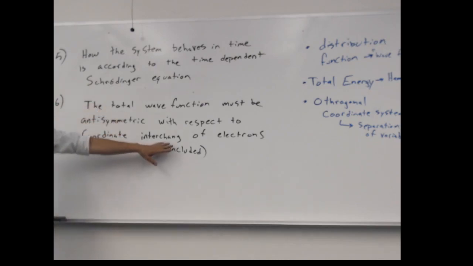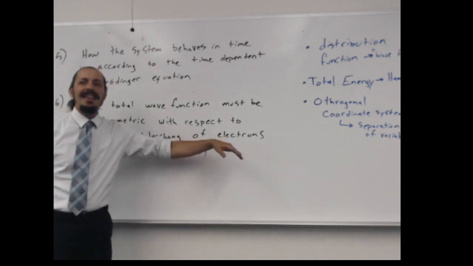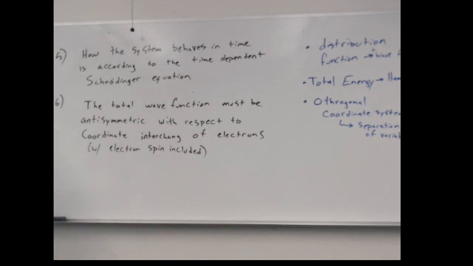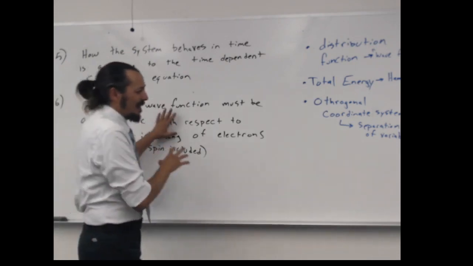Where this is going to be important to us is when we have systems that have multiple electrons in them. If I've got electron 1 and electron 2, and I flip their positions, if I interchange their coordinates and switch to electron 2 and electron 1, the wave function needs to be essentially inverted. It needs to be anti-symmetric. It needs to flip its symmetry. This will come in later.